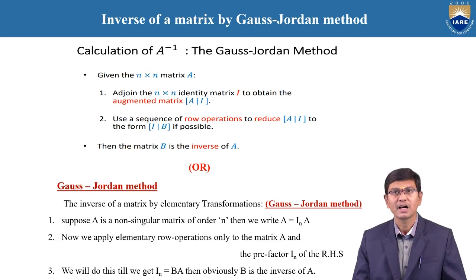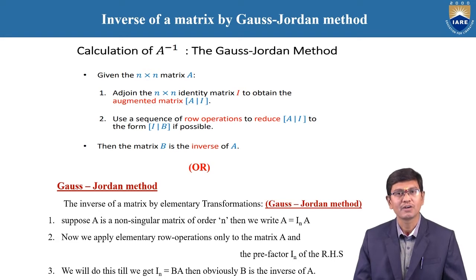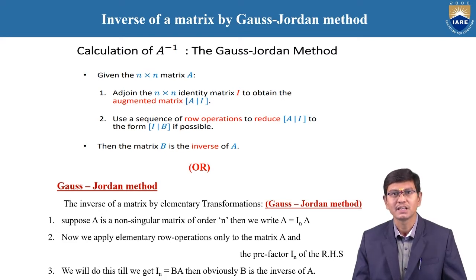The second description of the Gauss-Jordan method is the inverse of a matrix by elementary row transformation. Suppose A is a non-singular matrix of order n, we write A is equal to In times A. Here A is the given matrix, and In is the unit matrix of order n by n.